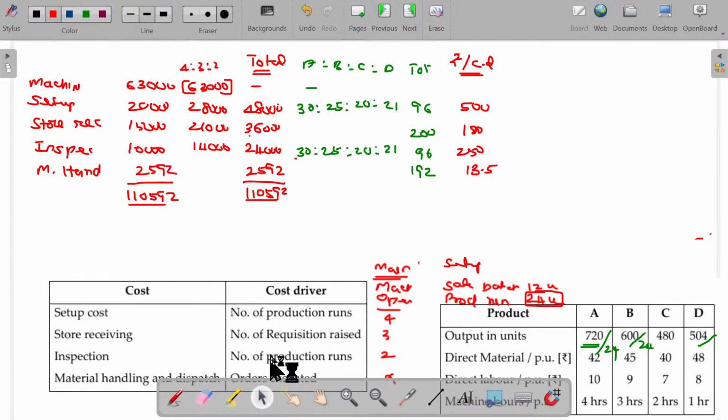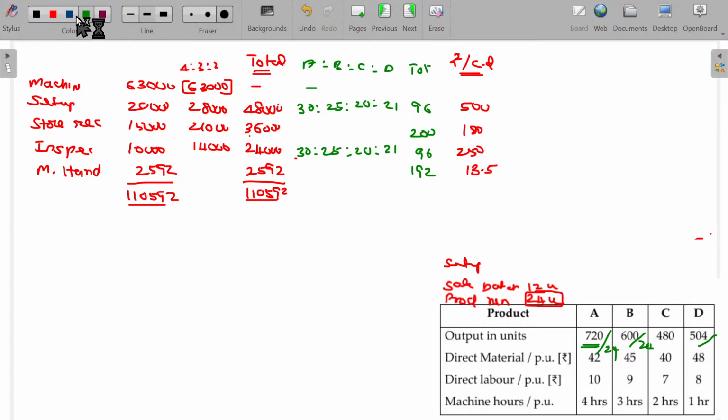So I have now calculated the cost per cost driver, rupees per cost driver. You can now find out the cost for all these 4 products: A, B, C, and D.